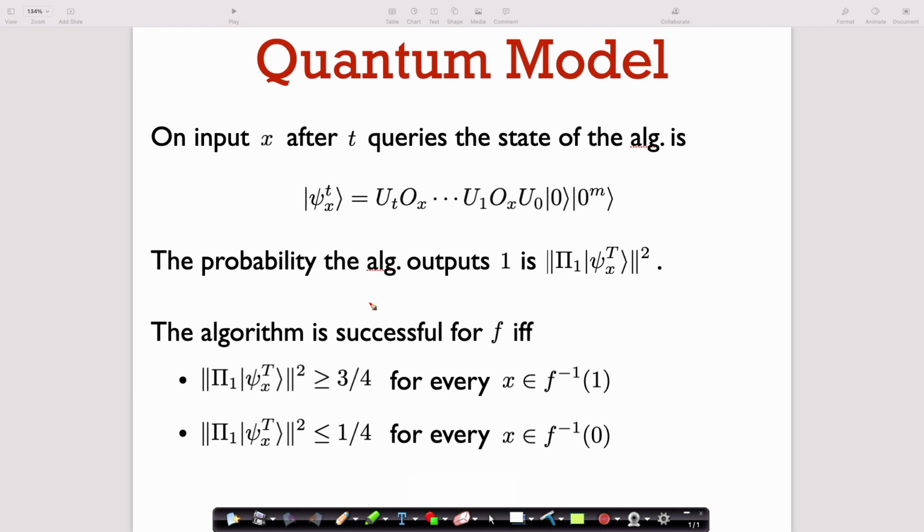And we say that the algorithm computes f with bounded error if and only if for every x such that f(x) equals 1, the norm squared of Pi1 on psi_x^T is at least 3/4. And for every x such that f(x) is equal to 0, the same norm squared is at most 1/4. So this is the definition of a T-query algorithm computing f with bounded error.